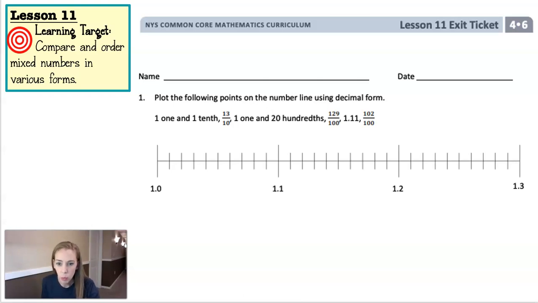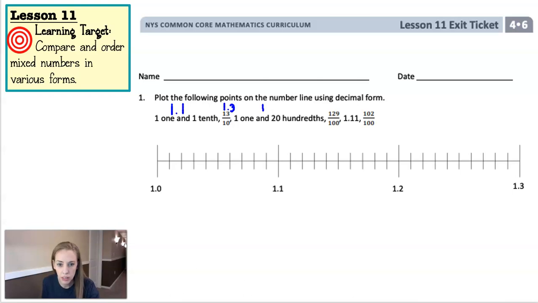So let's do that. 1 and 1/10 is just 1.1. 13 tenths, you can think of that as 13 dimes. That would be like $1, or one whole number, and 3 more dimes.